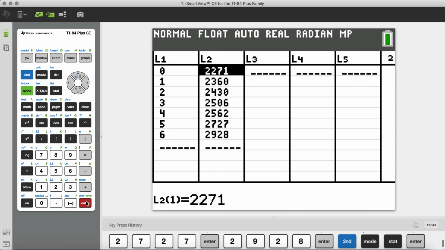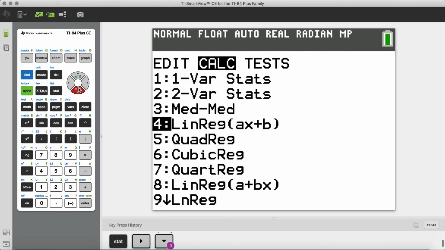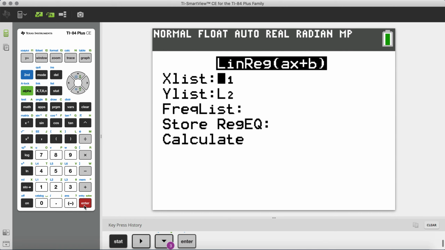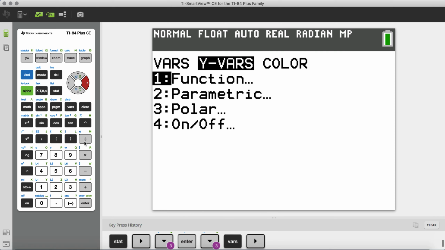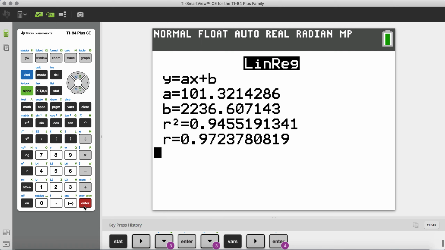Part A says find the best fitting line for this data. That is literally just asking you to find the linear regression. So we click stat, calculate. Linear regression is number 4. We click enter. Remember, store into the regular equation. On older calculators, you're just clicking vars, and then we go Y vars, function, Y1. That's what we want to store it in. And we click calculate. Boom. There's our linear regression.